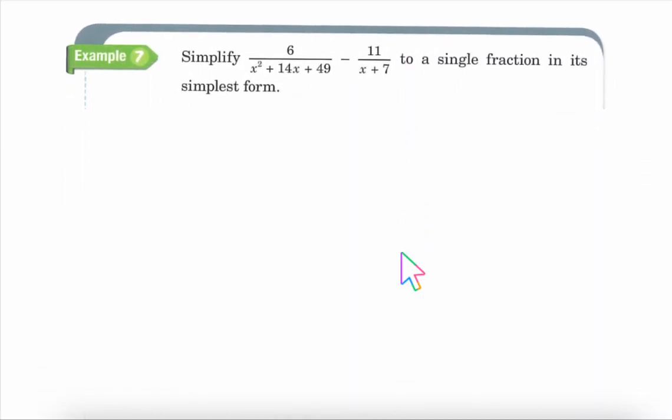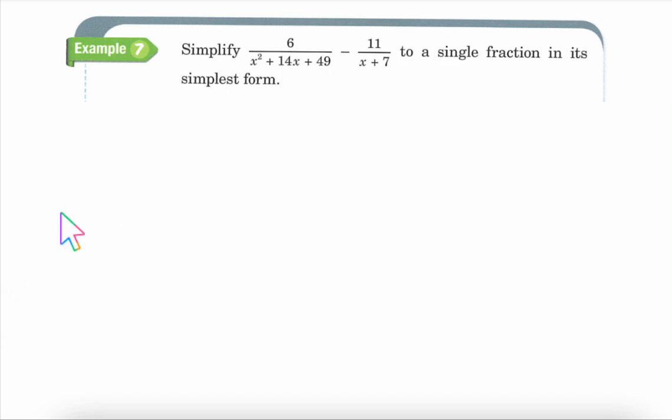Okay, let's do one last example. Example 7 from your book. Simplify 6 over x squared plus 14x plus 49 minus 11 over x plus 7 to a single fraction in its simplest form. Your first step, I would hope, is that you would factor this denominator here. And you can probably see that it might share a factor with x plus 7. So try x plus 7 as a factor. So go ahead and pause the video, try that on your own.